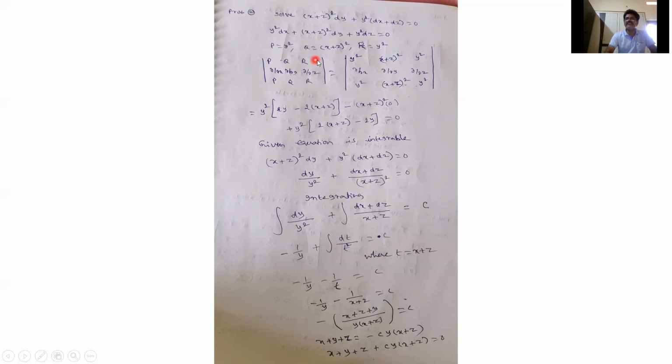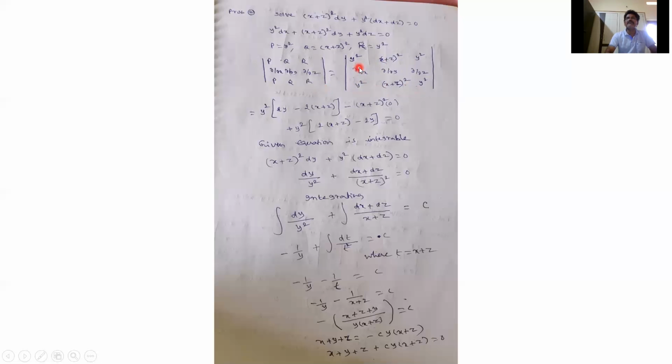So now first we verify the condition of integrability, whether it is integrable or not. To verify this condition, we determine the determinant of P, Q, R with ∂/∂x, ∂/∂y, ∂/∂z. If this determinant is 0, then the given equation is integrable. Here P is y², Q is (x + z)², R is y².